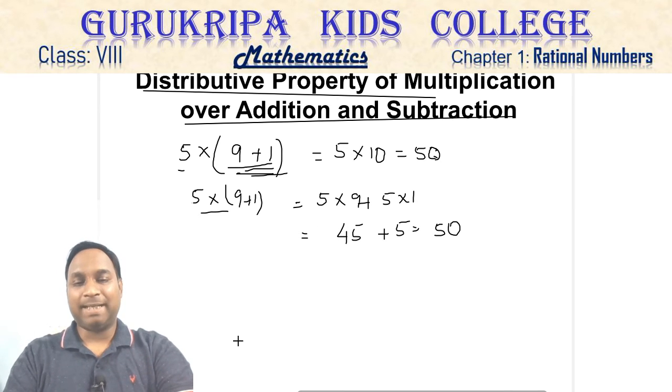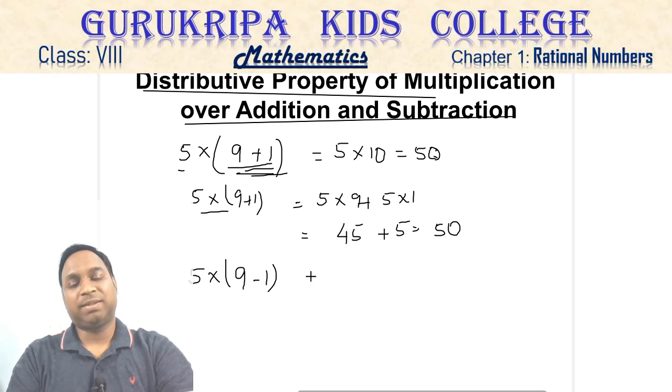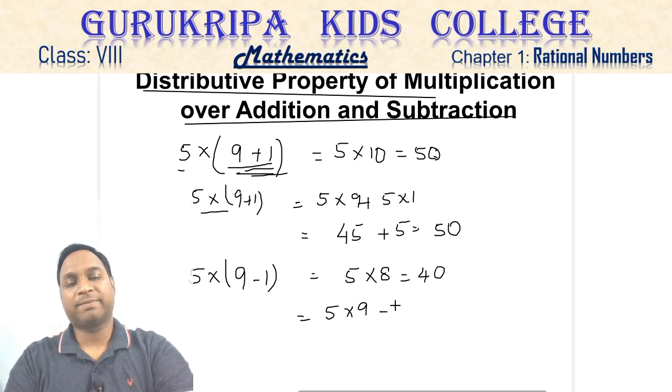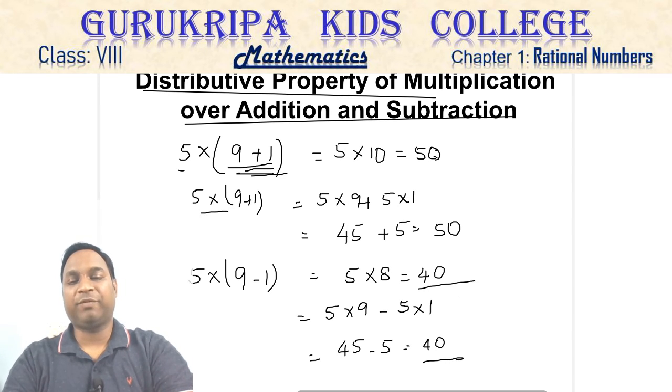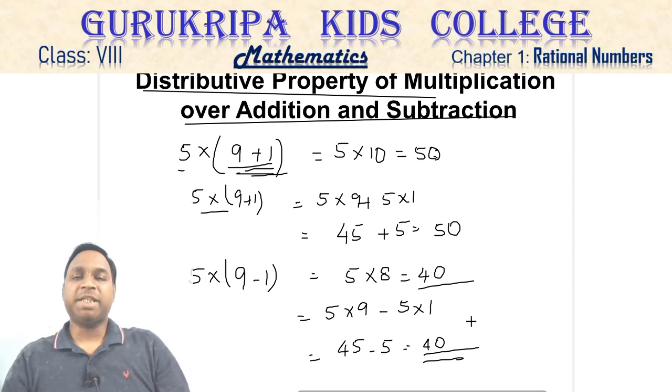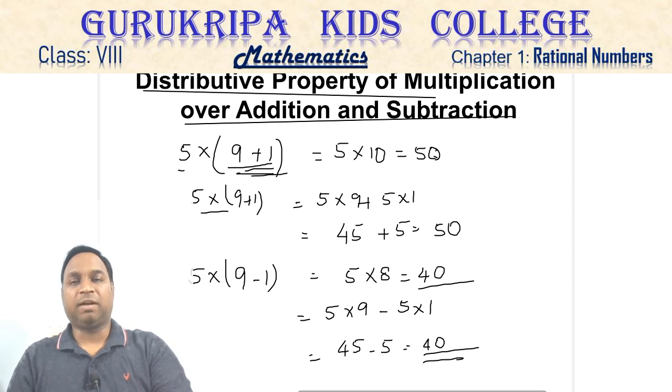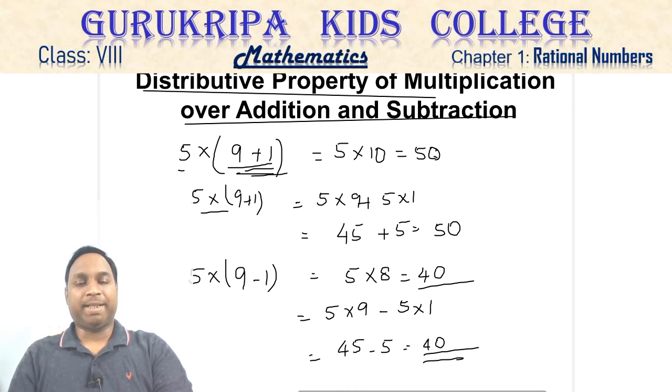ठीक है? And the same can be done for subtraction also. If it is like this, 5 into 9 minus 1, then you can do 5 into 8, that is equal to 40. Or otherwise you can also do 5 into 9 minus 5 into 1, that will give you 45 minus 5 is equal to 40. आंसर सेम आ रहा है, यहाँ भी 40 आया, यहाँ भी 40 आया. So this property is called distributive property of multiplication over addition and subtraction.